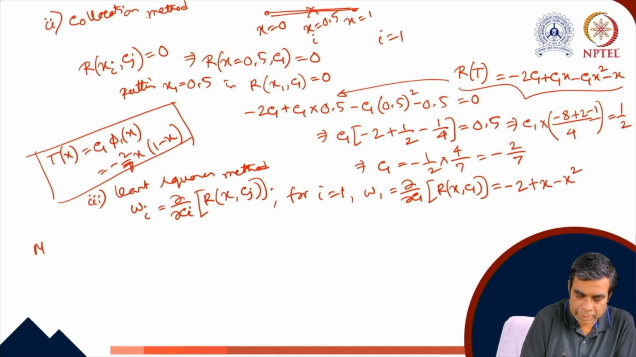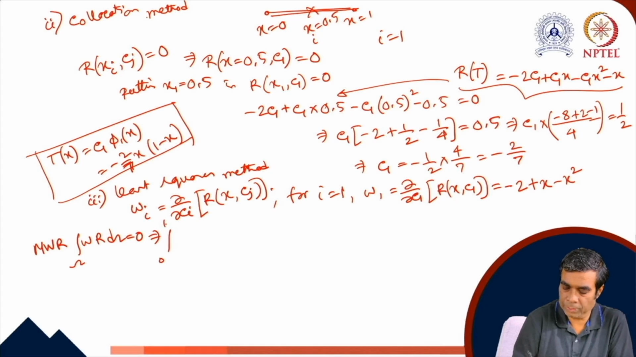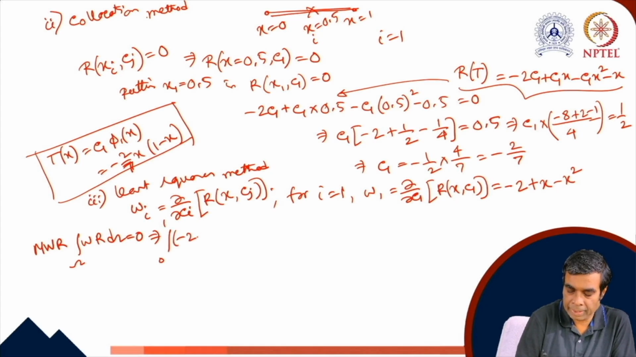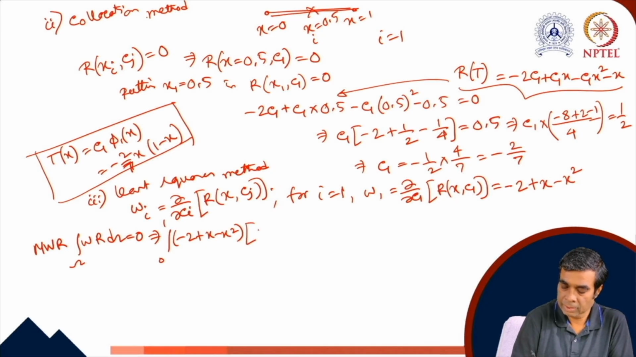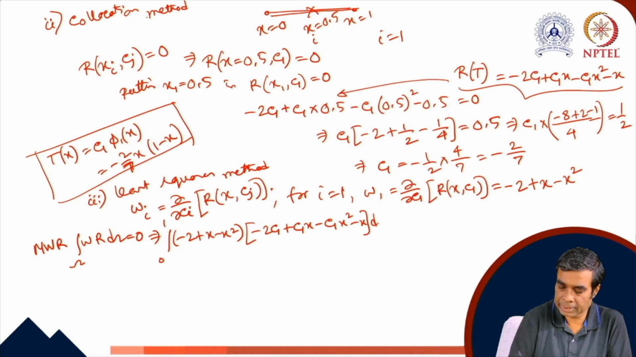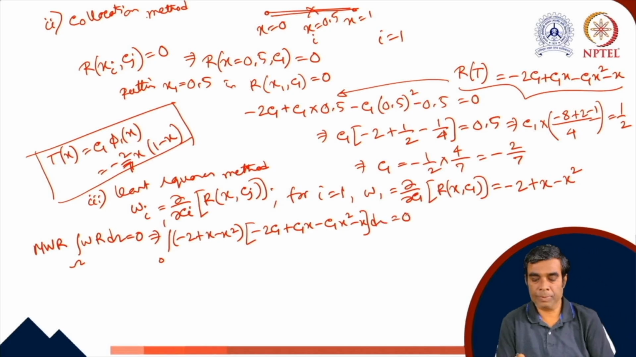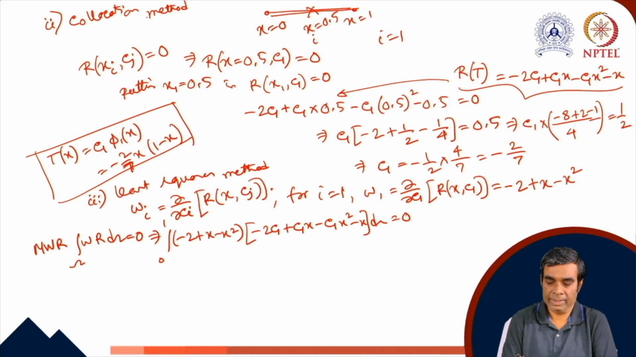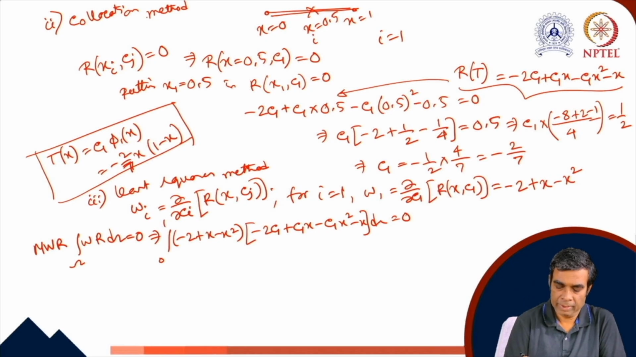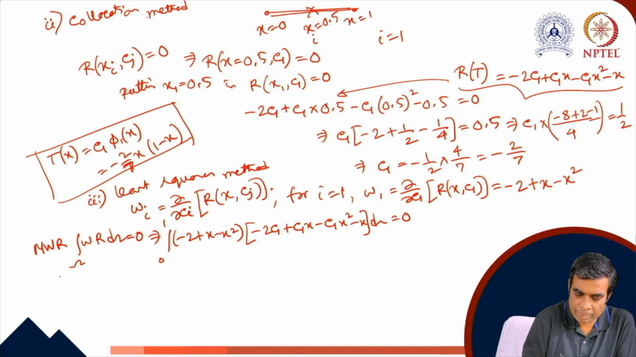Now the MWR statement gives us integration over omega of W R d omega equals 0, where omega varies from 0 to 1. The weight function is minus 2 plus x minus x square, and the residual is minus 2c1 plus c1x minus c1x square minus x, dx equals 0. If we perform this product and simplify, we shall get our solution. I can show some of the steps for this.